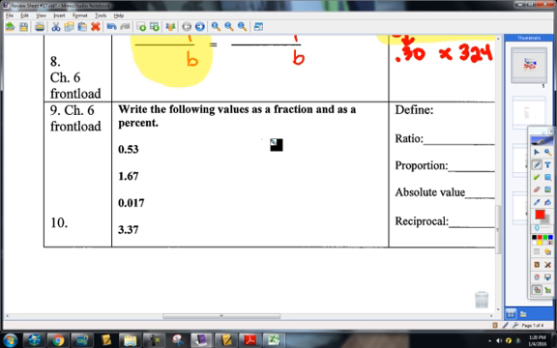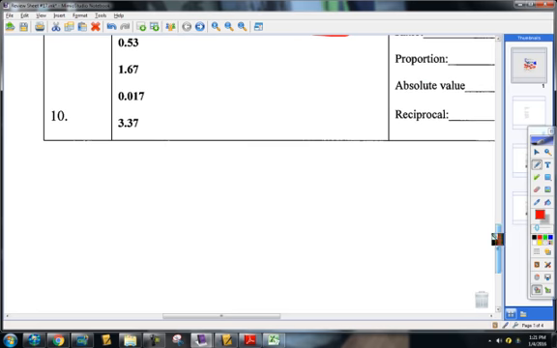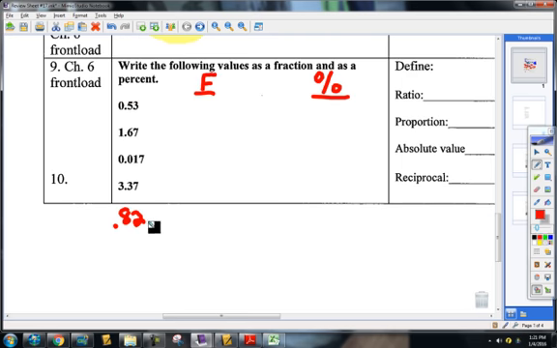Write the following values as a fraction and as a percent. So you should all be doing a column for fractions and then a column for percentages. Okay? So you have to remember, when you're turning a decimal into a percent, you have to say the number the real way. You can't just say 0.53, 1.67. So I'm going to do an example down here. This will be the one that I'll do for you, and then you can use this to help guide you.